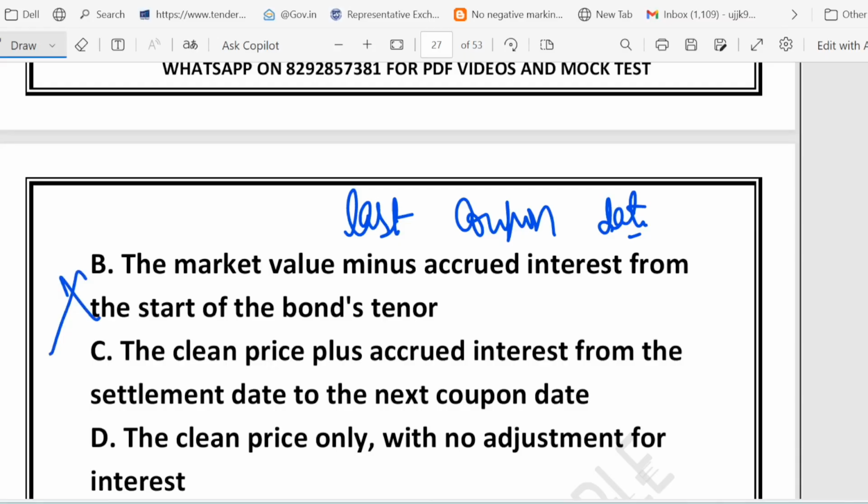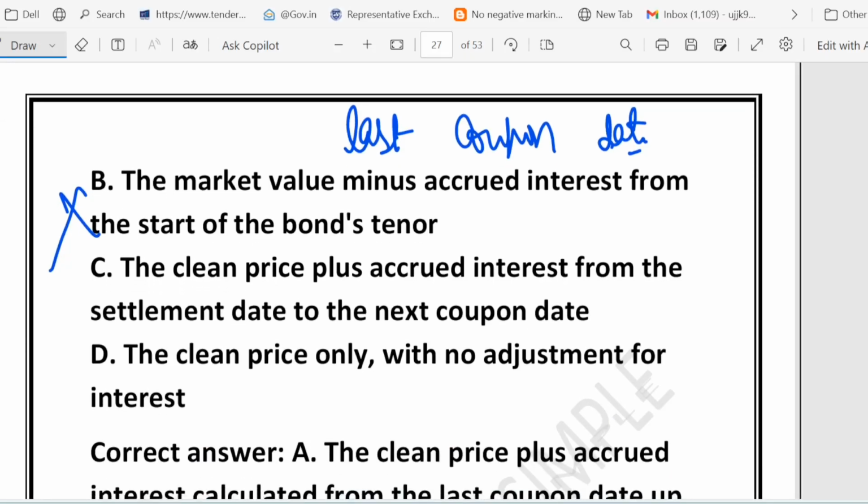What about C? C says clean price plus accrued interest from the settlement date to the next coupon date. This one sounds tricky, but notice the term period they have given. From settlement date to the next coupon date, which means future interest, which has not been earned yet. Future interest has not been earned. So we only add interest earned till today, not for the future months. So this one is also wrong.